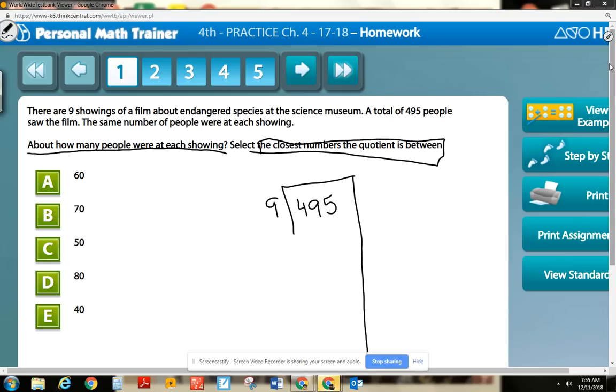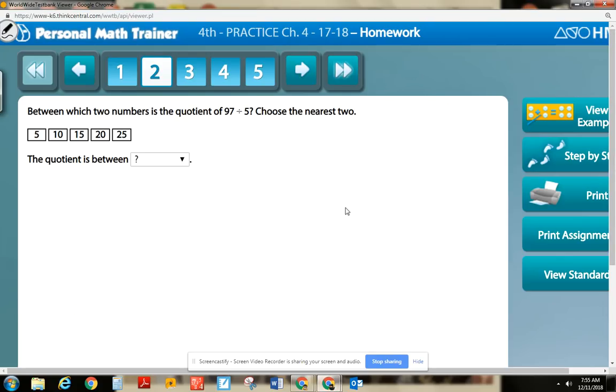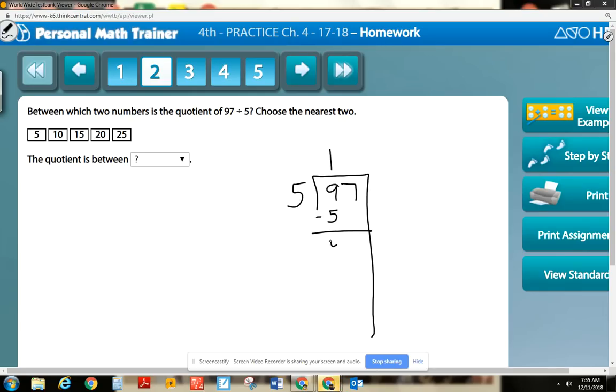Okay? The question number 2. Same type of problem. You're going to be dividing 97 divided by 5. And we'll go ahead and do this, and then we'll answer. So how many 5s fit into 9? 1 times. Well, 9 take away 5 is 4. I'm in the ones place, bring it down. How many 5s fit into 47?